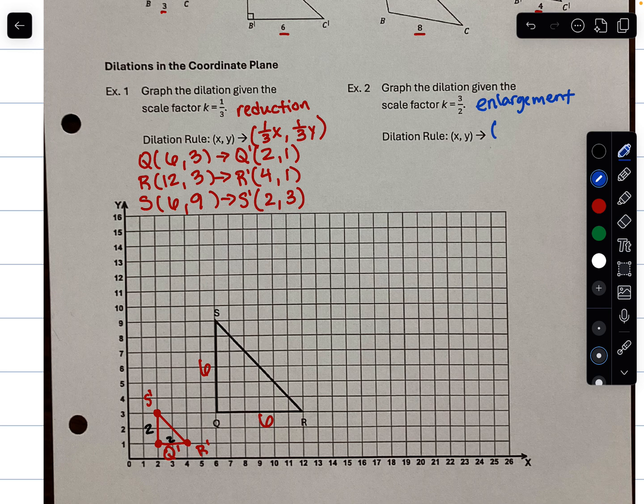So, what would be my rule here? Yeah, 3 halves times x, 3 halves times y. Now, we are using our original, right? So our original Q, R, and S stay the same. So 6, 3, 12, 3, and 6 and 9.